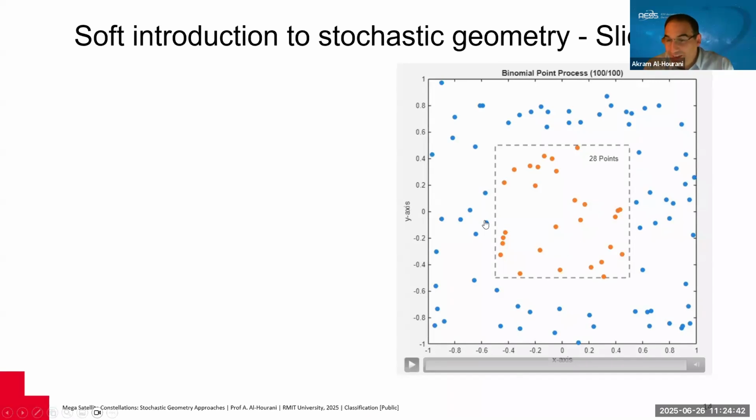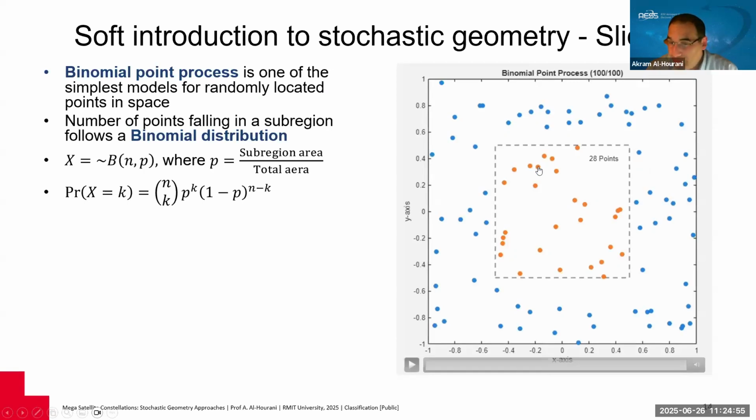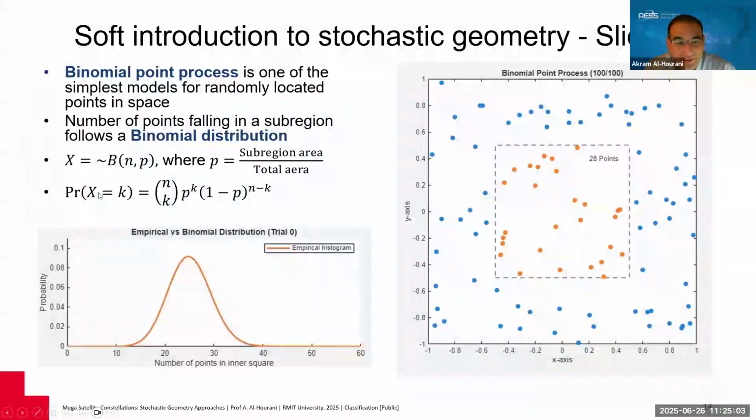Now, if I repeat this again and again, for thousands of times, I would get an average of 25 points. However, every time I repeat the experiment, I will get a histogram, a distribution of this point count. We call this a binomial point process, and it's as simple as that. A binomial point process follows a binomial distribution. That means the probability of getting some number of points in a certain area follows a binomial relation with probability P, which is the probability that a point falls inside this area, which in this case was 25%.